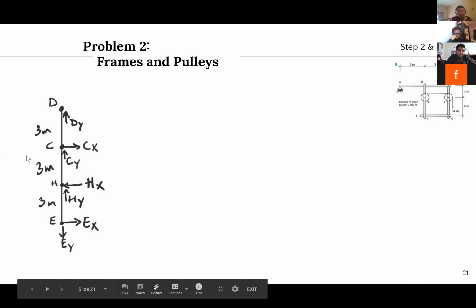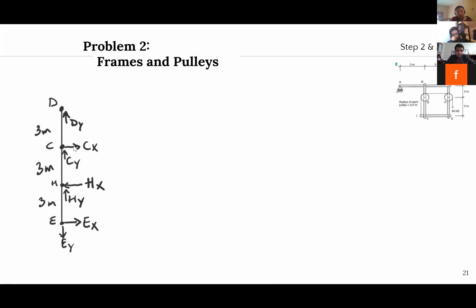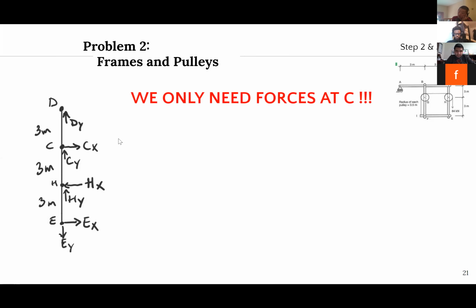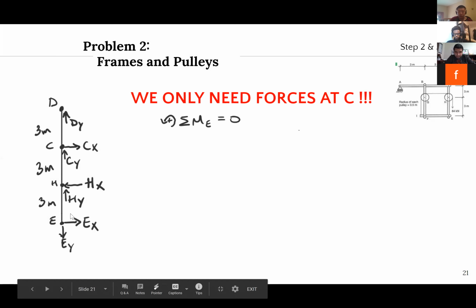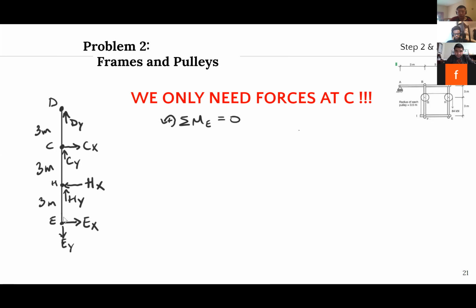So again, I have a picture of the free body diagram right here. As you guys can tell, we want member ABC, so the only relevant thing here is point C. Let's try to solve for values at point C. Our first thing to do will be to take the moment about point E. This is because we don't need any values there, so by taking the moment there, those are eliminated automatically. Also, HY, CY, and DY become out of the picture because there's no arm for the force.